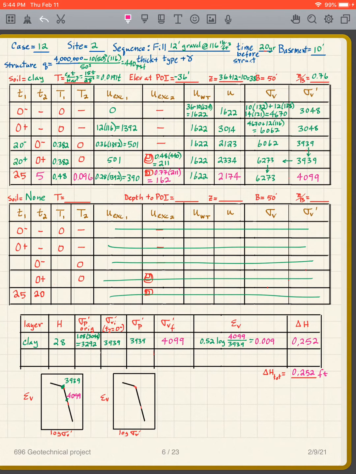0.252 feet. Okay, so that's all there is for this one.